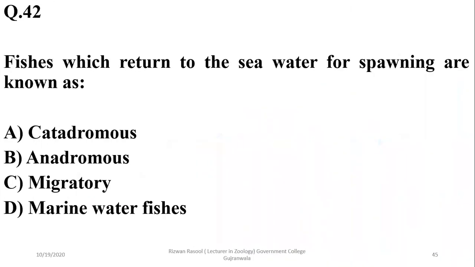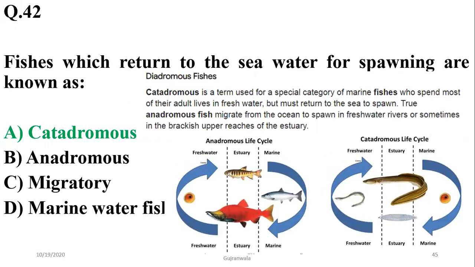Number 42, fishes which return to the sea for spawning, they are known as catadromous fishes. And fishes which migrate between freshwater and marine water, they are diadromous. And diadromous fishes may be catadromous or anadromous. Anadromous fishes, they return to freshwater for hatching, while catadromous fishes, they pass most of the time in fresh water, but they return for hatching into the marine water. So right option over here will be alpha.